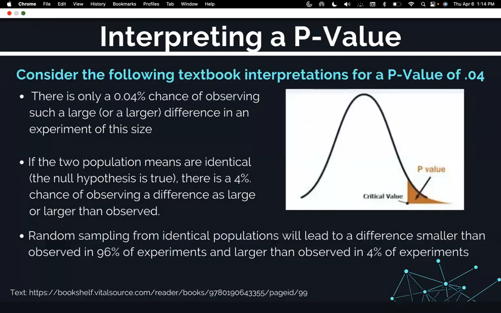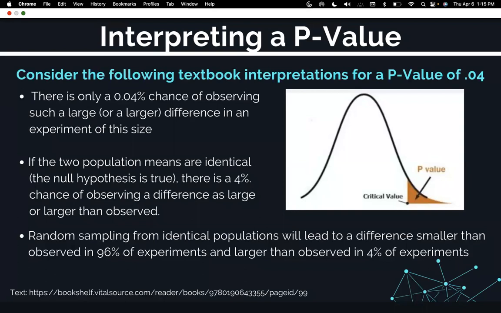So this slide is going to talk about some textbook interpretations for a p-value. And so we can see this distribution. We'll have a p-value here of, let's say, 0.02 or 0.04, according to our example. And these are the ways that you can interpret a p-value. So for a value of 0.04, we can say there is only a 0.04% chance of observing such a large or extreme difference in an experiment of this size.